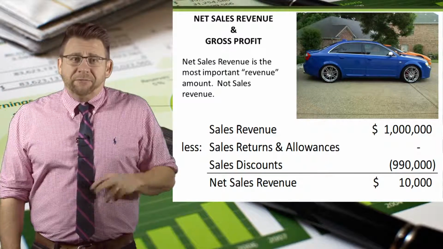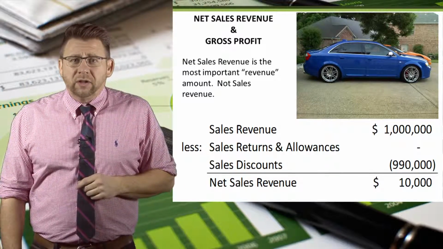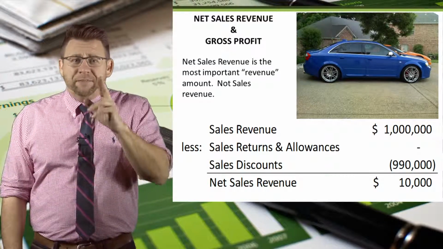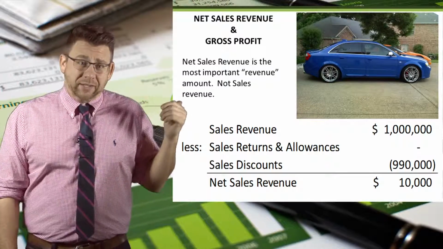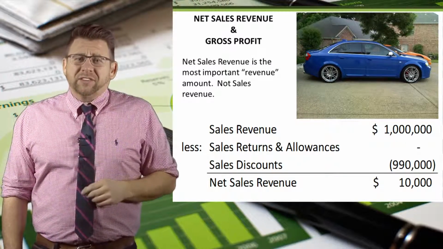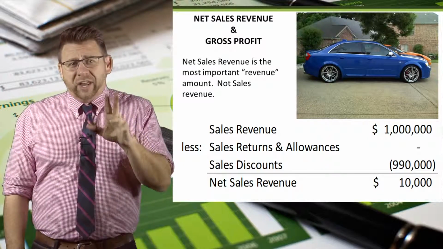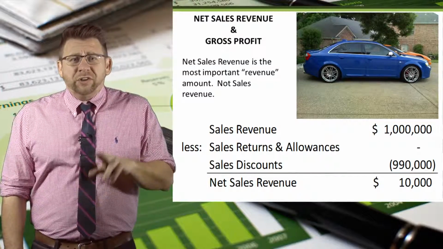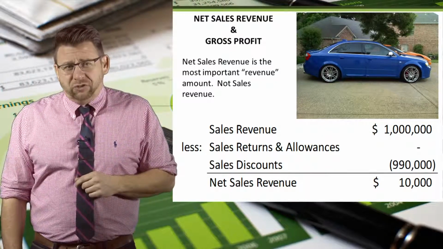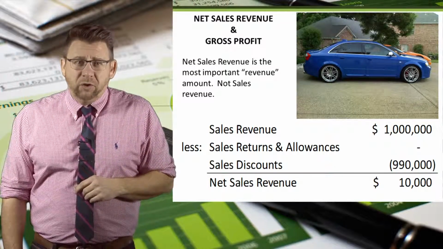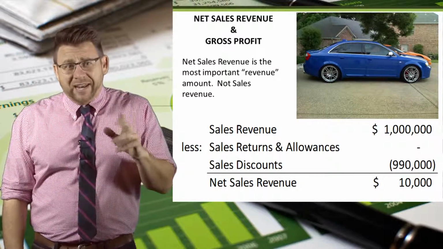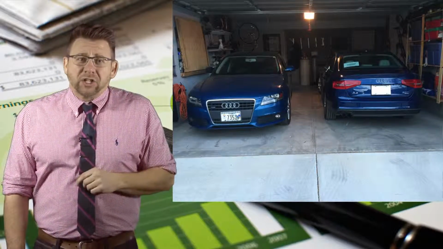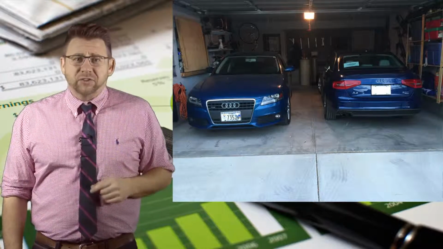Here's an example. A few years ago, I sold my Audi S4. It was a sweet car and, as you can see from the photo, pretty awesome looking. So I figured I'd sell it for $1 million. I mean, look at it, it's cool. Unfortunately, no one else thought it was as cool as I did. So I offered a $990,000 discount and sold it right away. So which amount of revenue provides better information? The $1 million of sales revenue or the $10,000 of net sales revenue? I think you can figure that out. In fact, I like that car so much, I replaced it with these two, but that's another story.